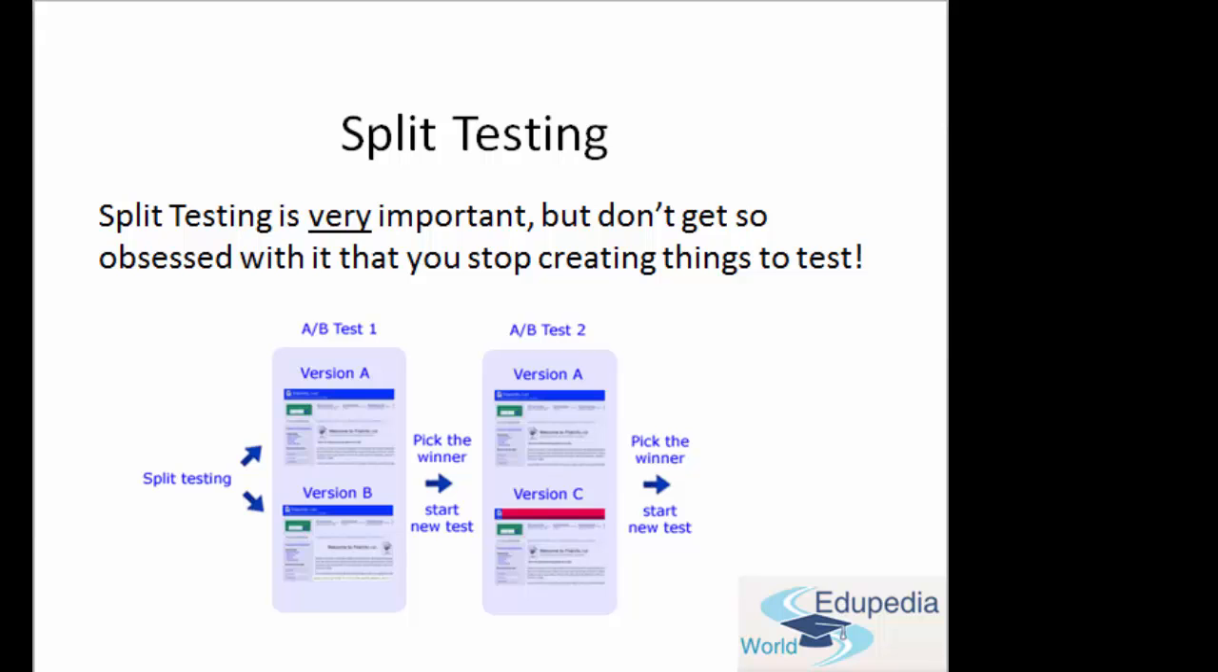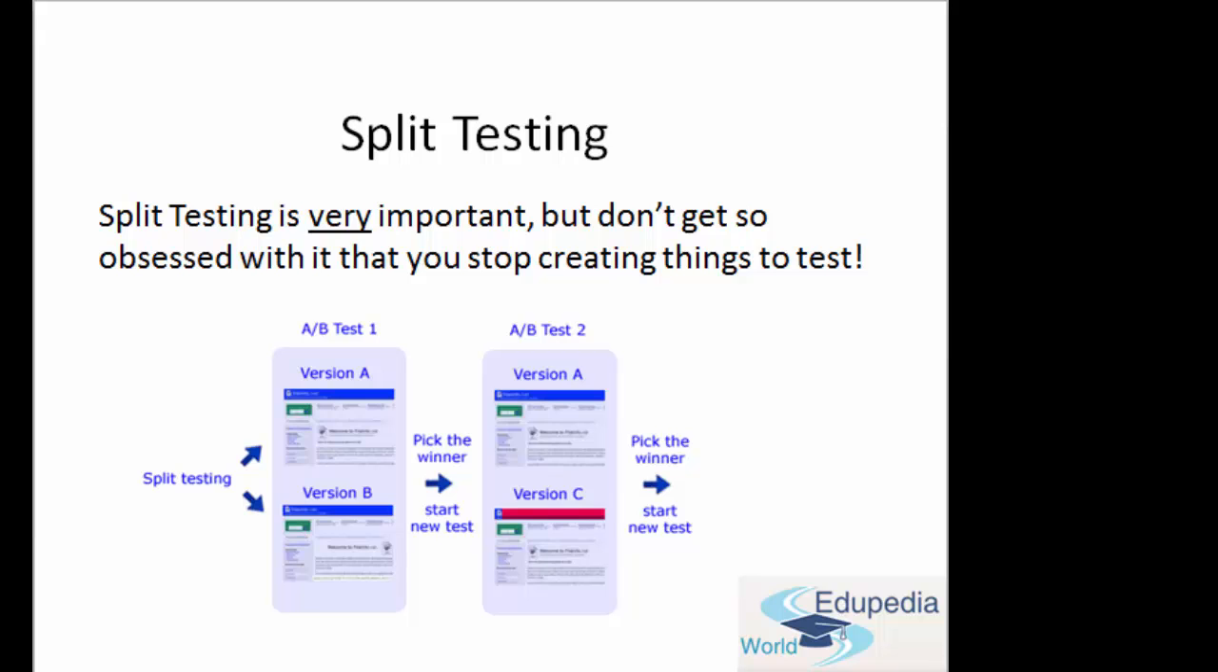Now, split testing, this is something that over time has really got more and more intense, and this is just one example of ways you can split test. But as I've said here, don't get so obsessed with it that you stop creating things to test. It's vitally important to split test, but don't end up stopping creating products and services and programs. You've still got to have those things you're trying to sell. Don't just have one product and split test everything out of it. You need to make sure that you're still creating. But looking at this one, this is how it works.